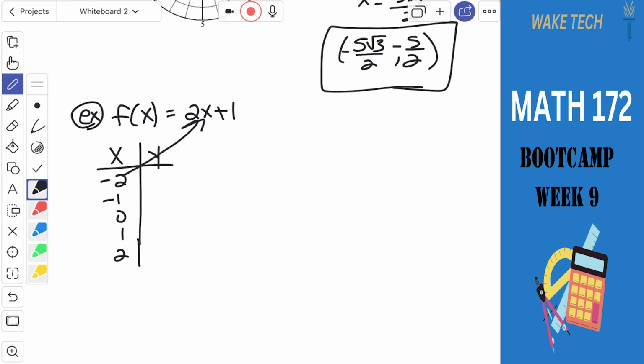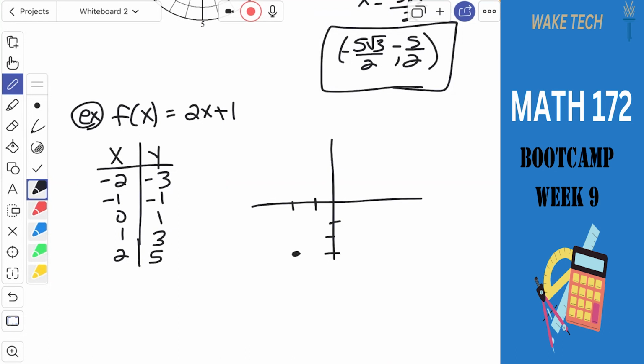So if we plug in -2, we get -4 plus 1, which is -3. We plug in -1, we get -2 plus 1, which is -1. And then 0 plus 1 is 1. 2 plus 1 is 3. And 4 plus 1, that's 5. So we've got those 5 ordered pairs that we can plot to get the graph. -2, -3; -1, -1; 0, 1; 1, 3; and 2, 5.